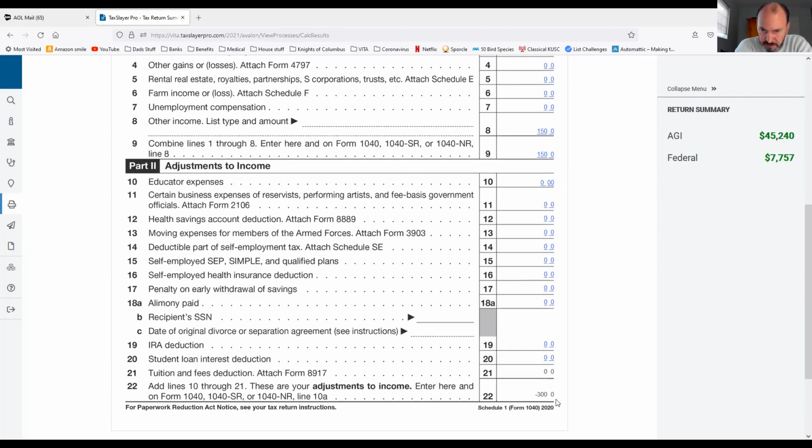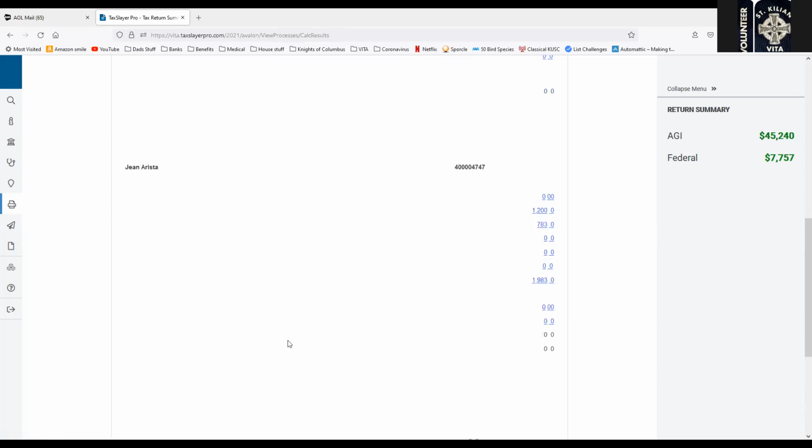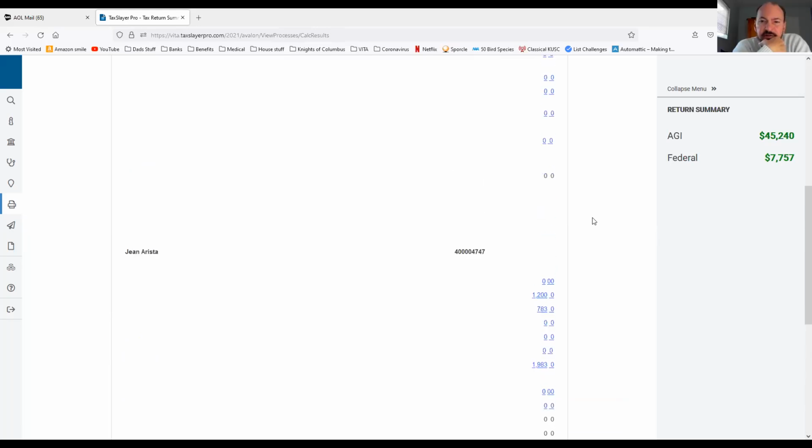Well, they did show that 300. Yeah, and I'm not sure why it's showing a negative 300. I'd probably have to do a little bit more reading. But anyway, it's there. We've done it properly. We've entered the amount of the charitable contribution. Let's go to page 4. And let's see what we have here.